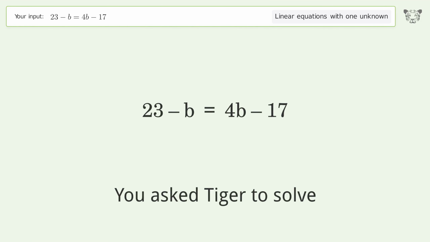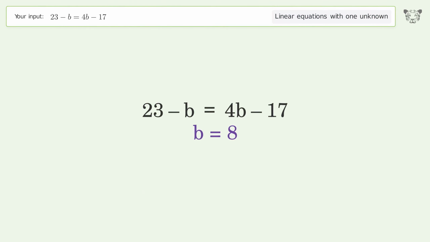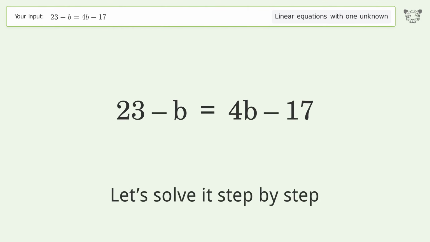You ask Tiger to solve this. It deals with linear equations with one unknown. The final result is b equals 8. Let's solve it step by step.